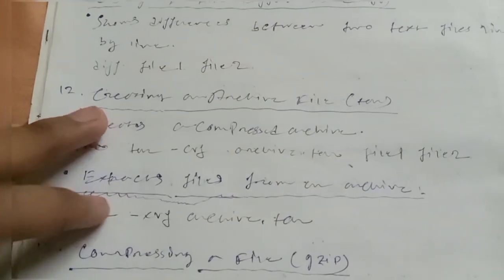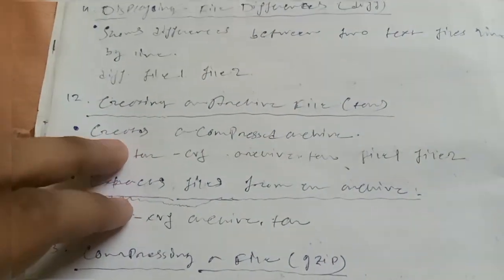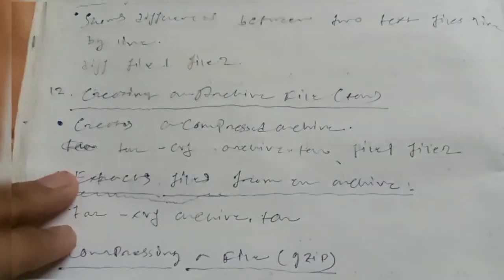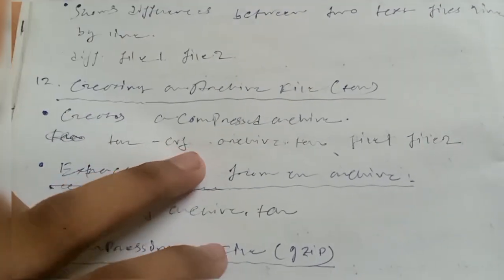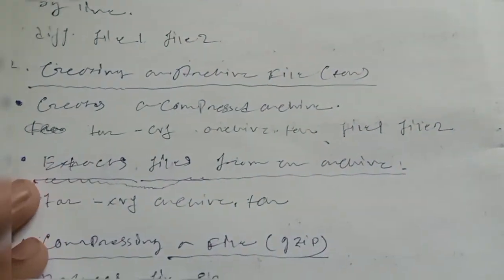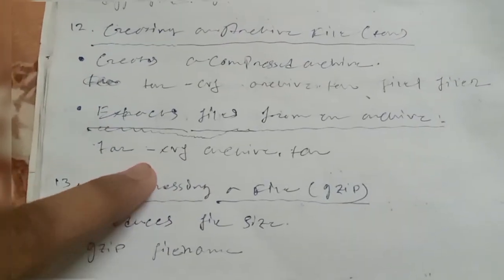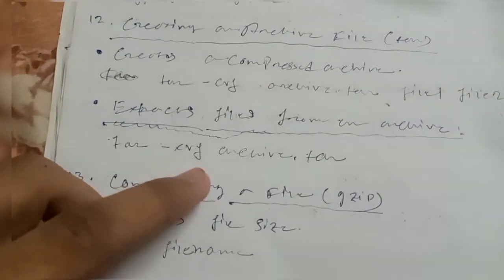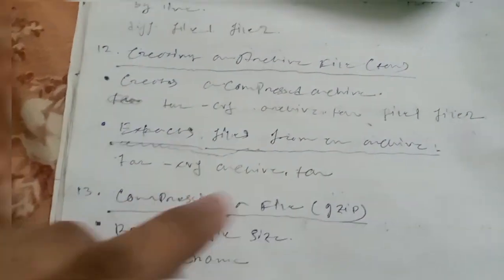Then we have creating an archive file. It creates an archive: tar -cvf archive.tar file1 file2. To extract files from it, the syntax is tar -xvf archive.tar, which extracts the archive file.